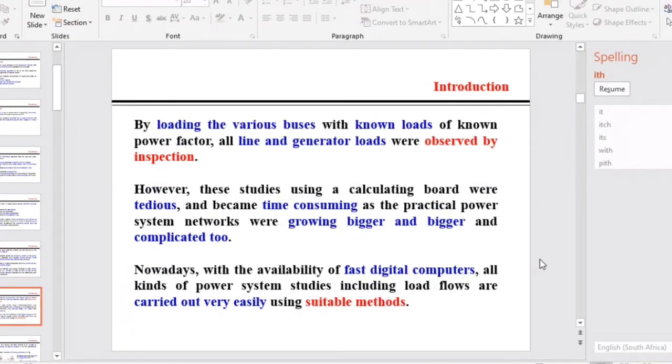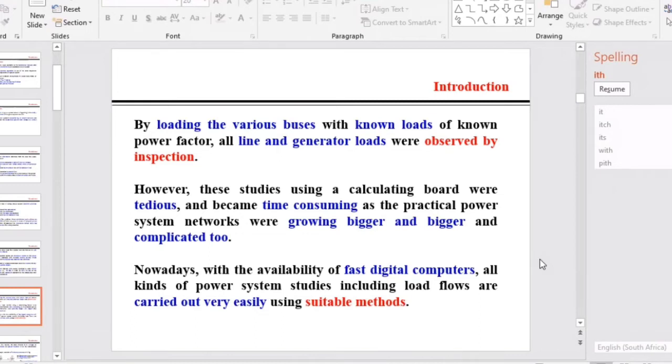But what was happening in AC calculating boards, they applied some known load with known power factor, and the generators and loads were observed. They took notes and then did some calculation for the power flow study. They determined the active and reactive power to be supplied by a particular bus, the powers consumed by other buses, and the voltage magnitudes and phase angles at other buses. That's what they were doing.